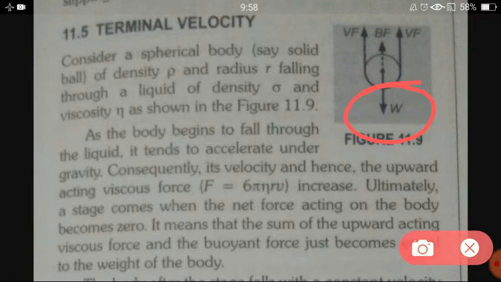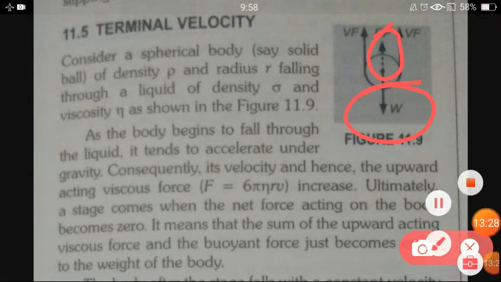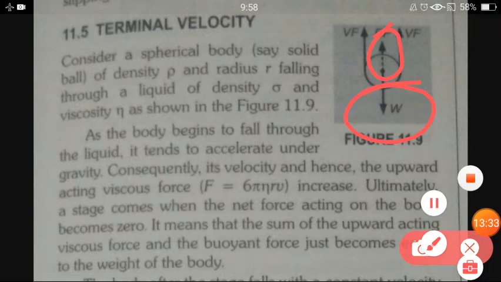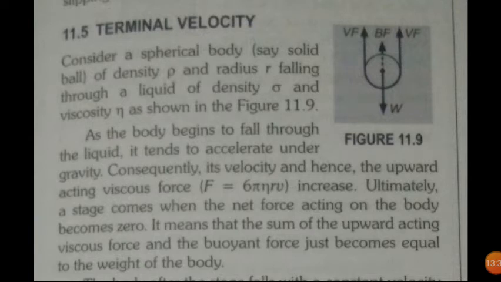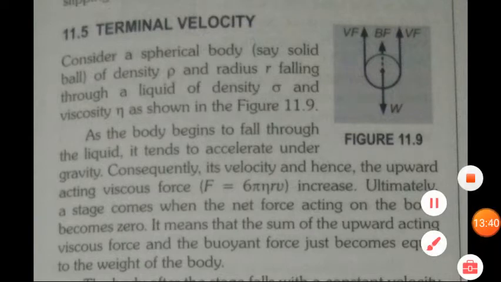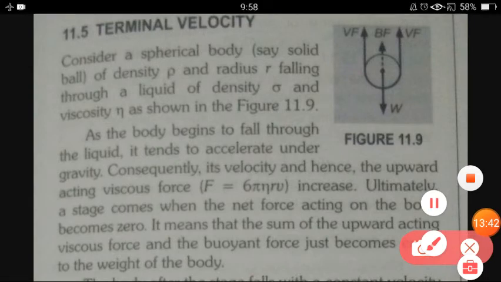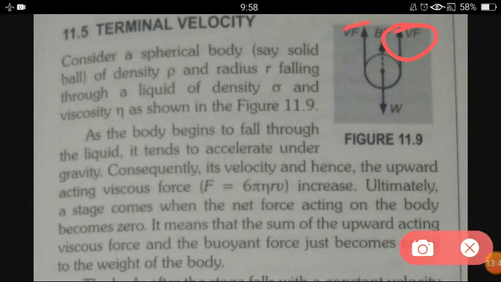Second, the buoyant force. Buoyant force is also acting on the object in the liquid. I have already told you about the buoyant force. That force will work in the vertically upward direction. Then the fluid also has a little bit of viscosity, so the viscous force is also there, which is also working in the upward direction.